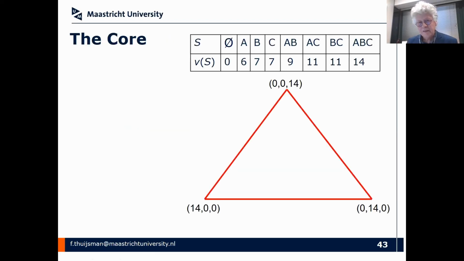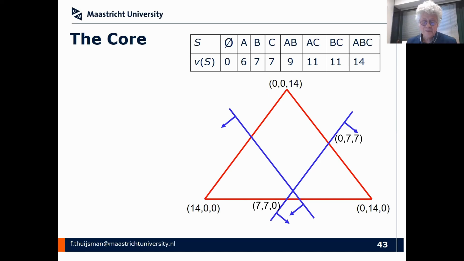So you could say, well, it would be reasonable if A says, well, I want to have at least 6. So I visualize that now in a triangle, where this triangle is basically all possible divisions of 14 among 3 people. I can give everything to A, that's bottom left. I can give everything to B, that's bottom right. I can give everything to C, that's middle top. So if A says, I want to have at least 6, we're on the left side of this blue line. If B says, I want to have at least 7, because I could get 7 on my own, we want to be on the right side of this second blue line. And if C says I want to have at least 7, well, we should be in the upper half of this triangle, right?